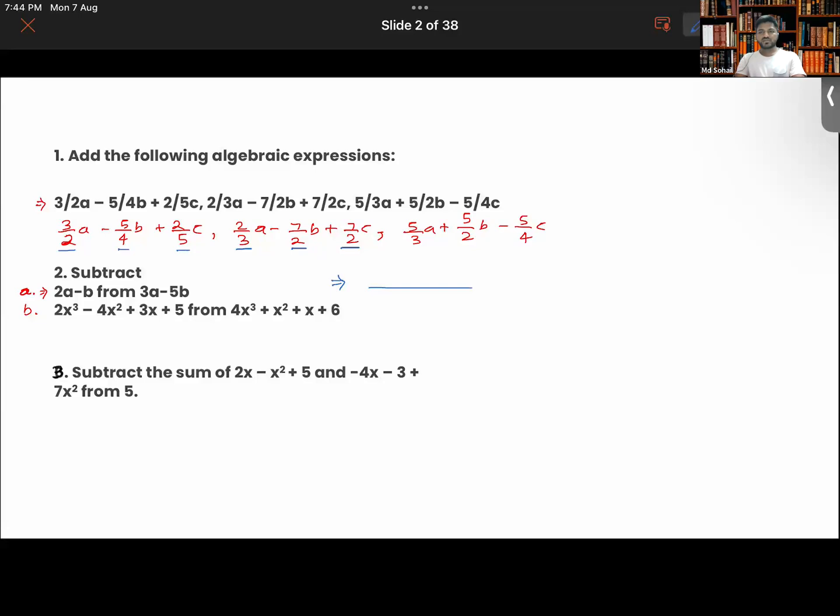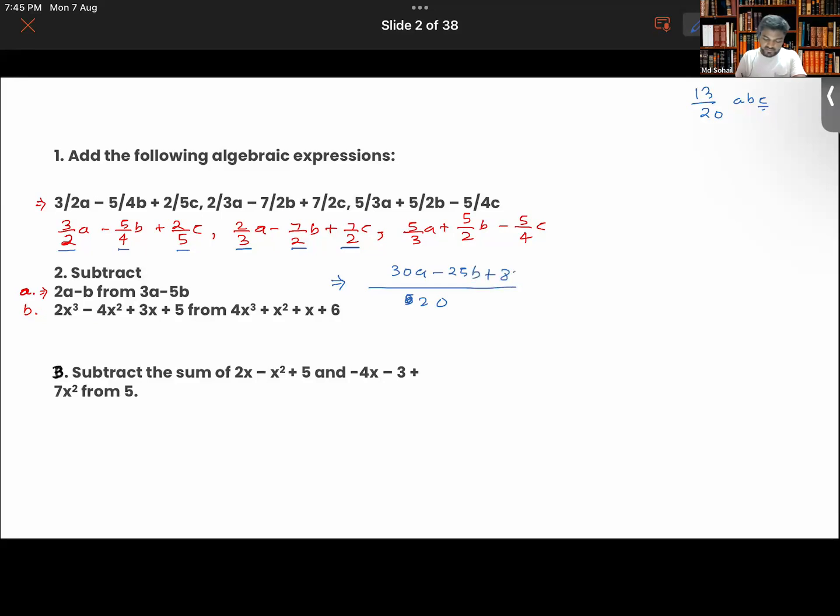Okay, Ram, that is the answer of the first one. 13 upon 20 ABC, right? Yeah. Arhan, did you get the answer? No, sir. Let's solve it. The LCM here is going to be 20 for the first expression, right? So it's 40a minus 25b plus 8c.